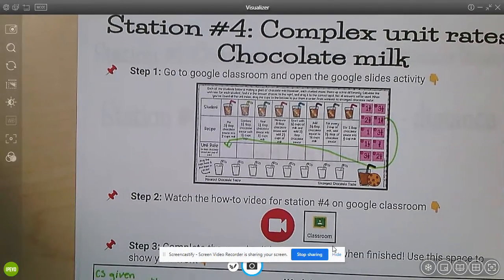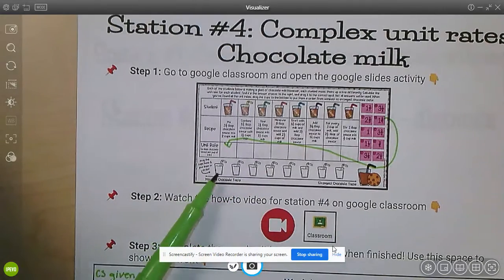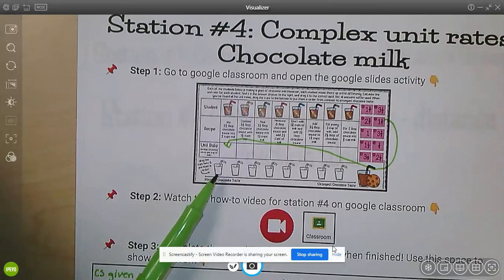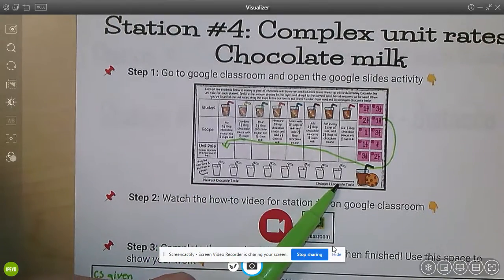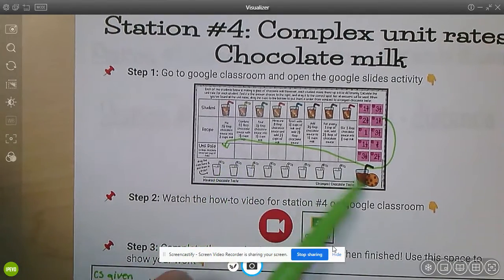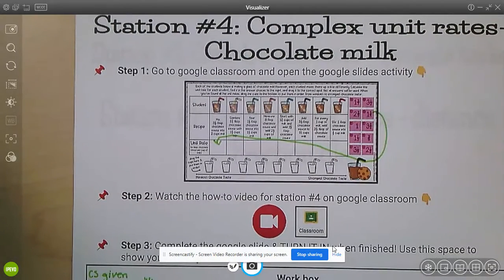Okay, use that strategy and attempt to solve the other 7. And then whenever you are done, thinking about what you know about making chocolate milk, you are going to try to put these in order from the weakest or the most bland chocolate milk to the most chocolatey chocolate milk based on the unit rates that you determine. If you have any questions, wait for me to come to your station and then you can ask.